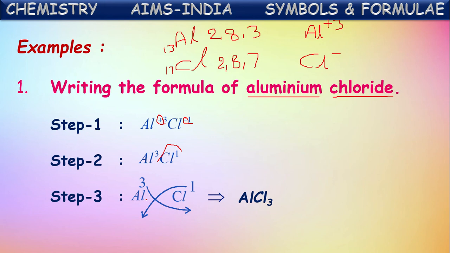If one of these ions is a radical, and it is getting a value more than 1, then that radical should be kept in brackets. Okay, in that way we can derive the molecular formula of a chemical compound. Let us see one more example.